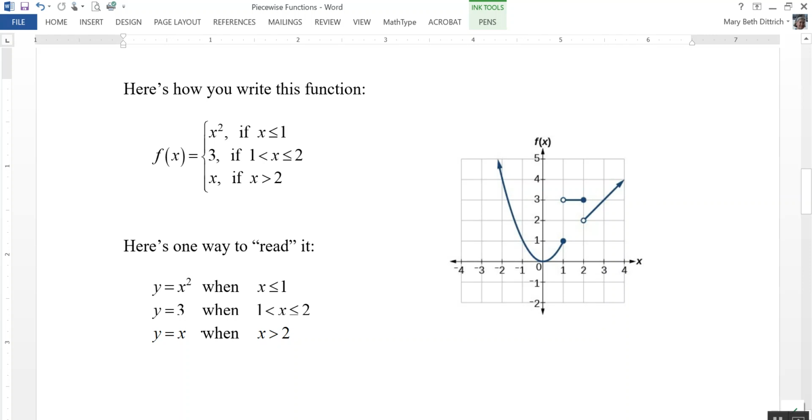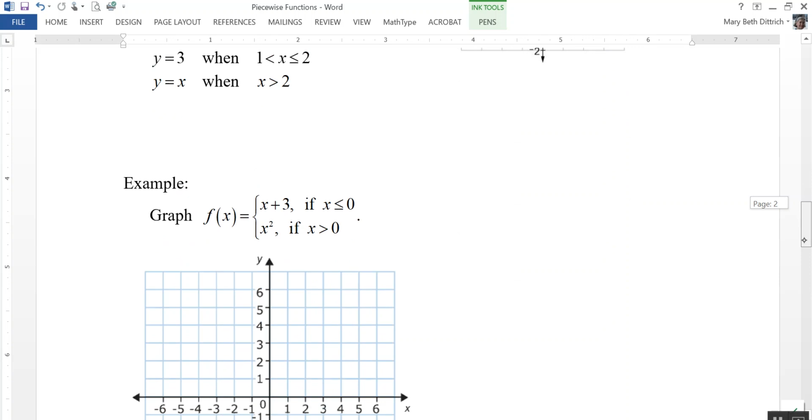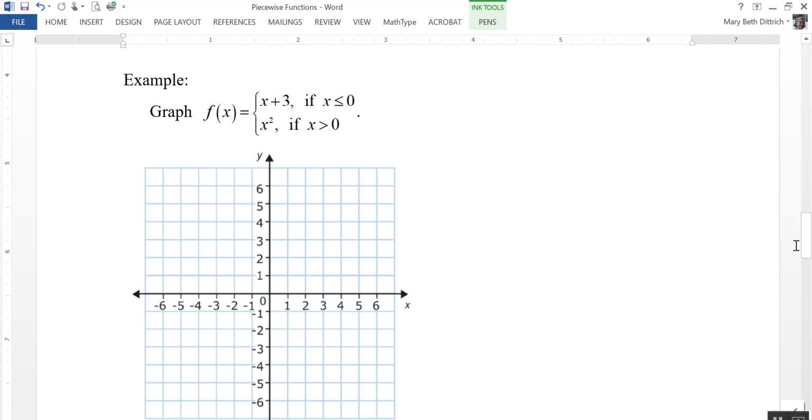And then y is equal to x whenever x is greater than 2. So the line y equals x, the identity function, goes through the origin and has a slope of 1, but I only want the piece of the line where x is greater than 2, hence the open circle. So let's take a look at a couple examples. In this first one, we're going to graph f of x equals x plus 3 if x is less than or equal to 0, and f of x equals x squared if x is greater than 0.